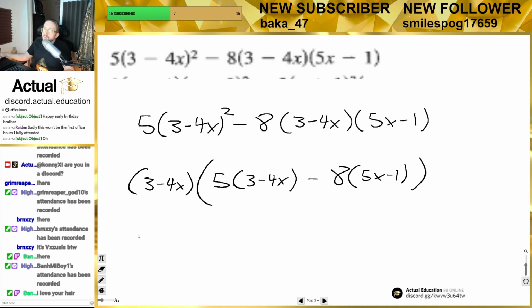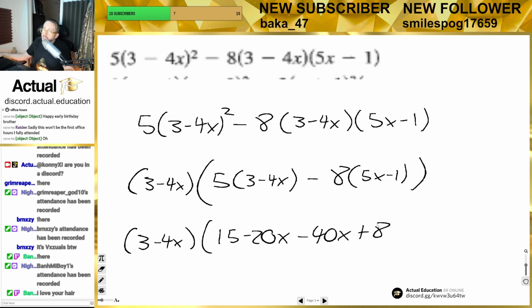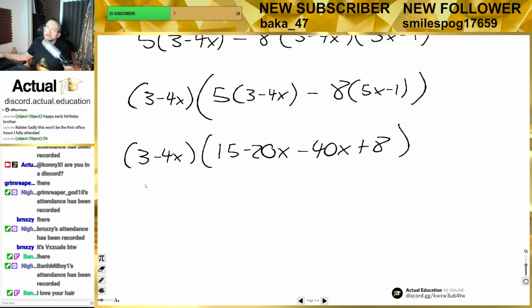So now do we just distribute the 5? Yeah, exactly. So what's that going to be? It's gonna be 15 minus 20x, minus 40x. Good. Plus 8. Good. Why is it plus 8? Negative. Good. So do you see there's a negative here and a negative here? That's why it becomes plus 8. Parentheses 3 minus 4x.